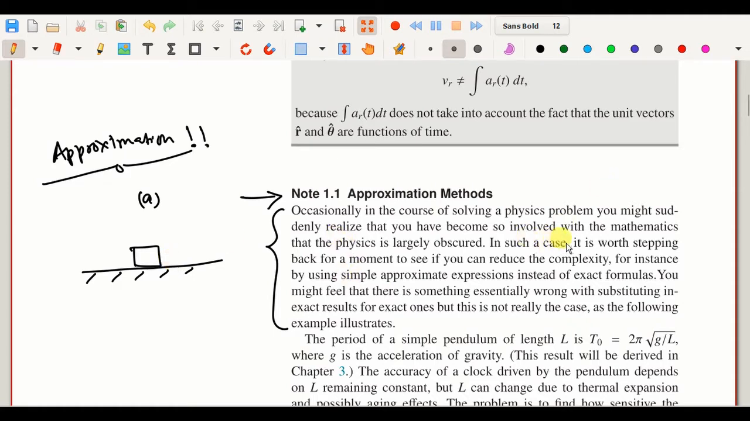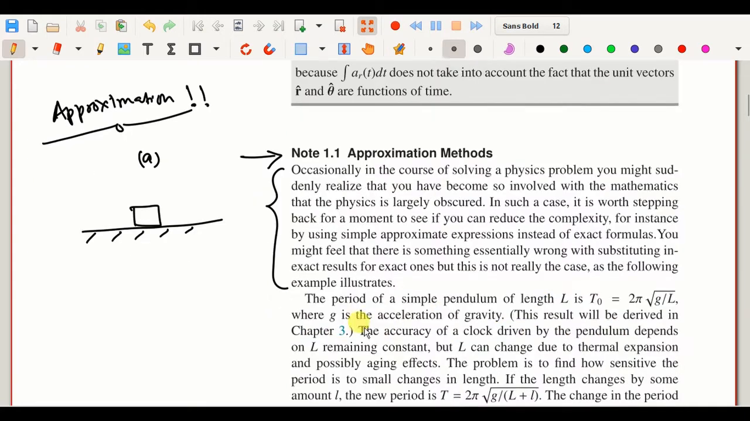So that's why whenever we do physics, the more mathematics is involved. In such cases, it is worth stepping back for a moment to see if you can reduce the complexity, for instance, by using simple approximate expressions instead of exact formulas. As I have already described, we want to reduce the effect of some other things and try to understand whether this is working or not. You might feel that there is something essentially wrong with substituting inexact results for exact ones, but this is not really the case, as the following example illustrates.